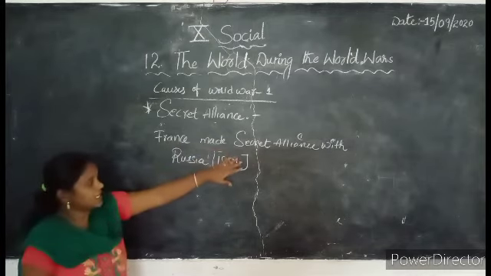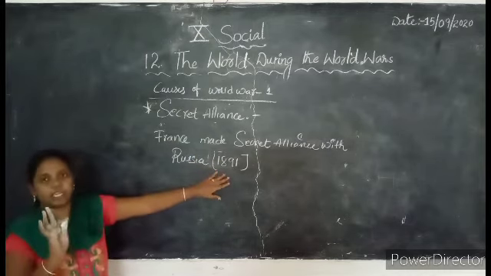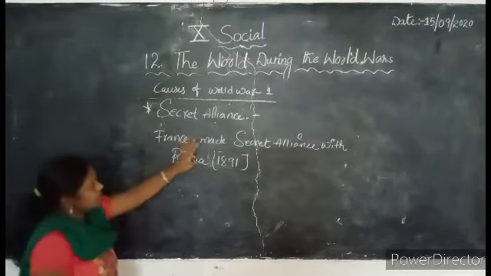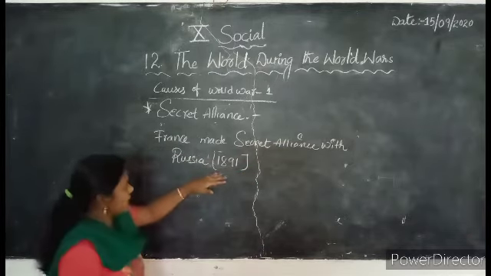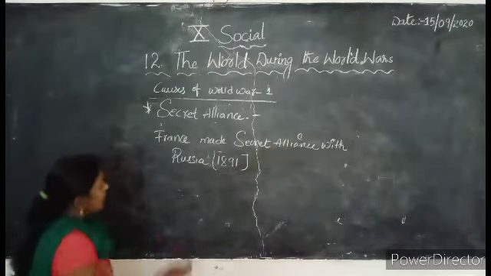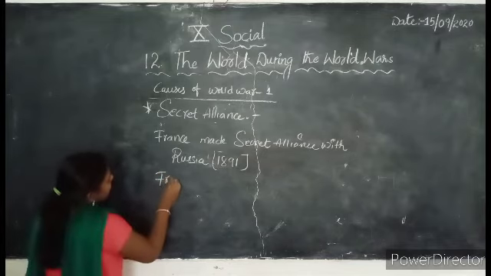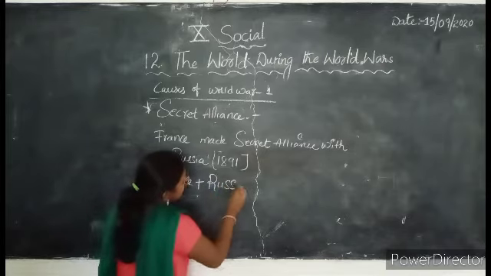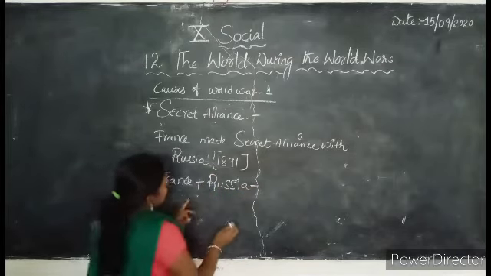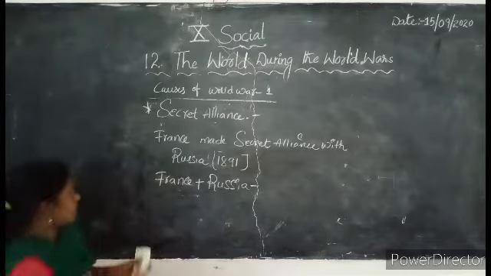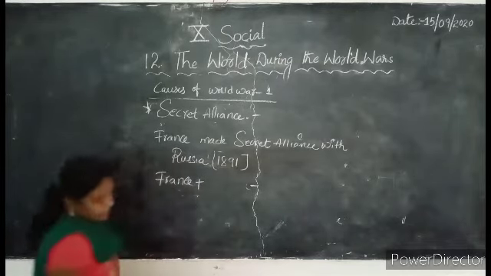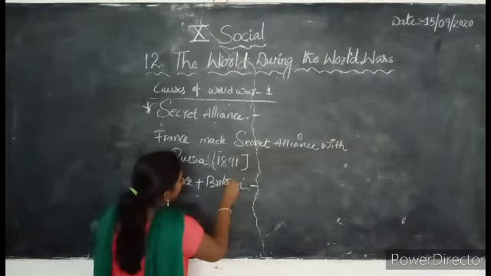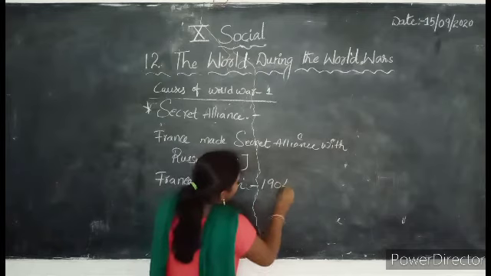France made a secret alliance with Russia in the year 1891. Next, France made a secret alliance with Britain in the year 1904.